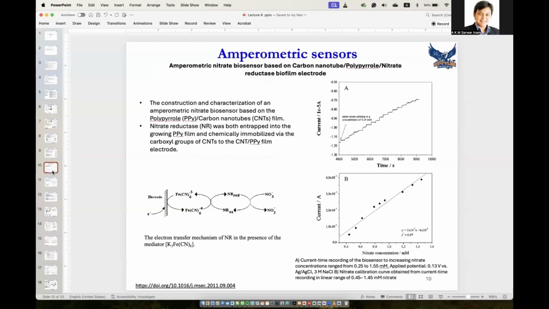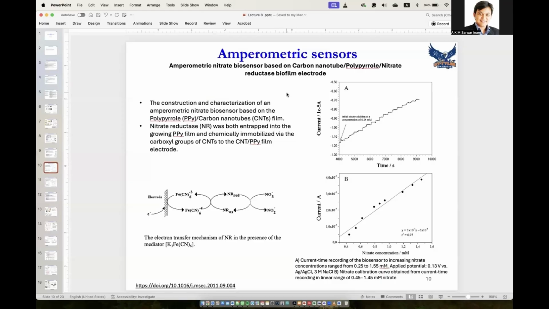So let's go to another example. This paper is about detecting nitrate with a biosensor: an amperometric nitrate biosensor based on carbon nanotube, polypyrrole, and nitrate reductase biofilm electrode. From this title, you can see that on the sensor surface there will be a base material at first, maybe silver or carbon. On top of that, there will be carbon nanotube, and on top of that, polypyrrole. And then there is nitrate reductase, the enzyme they are using. So we can call it a biosensor.